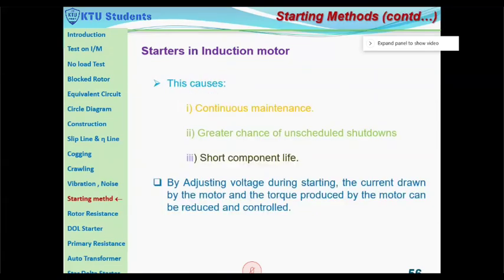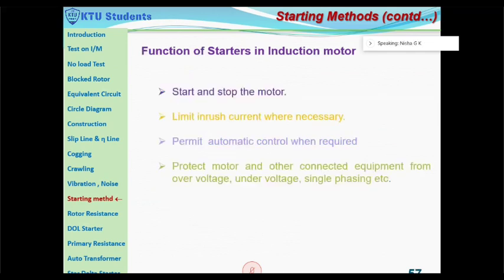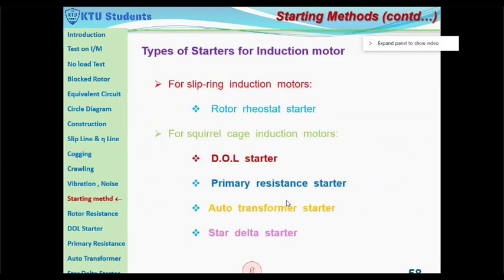This may cause continuous maintenance, a greater chance of unscheduled shutdowns, and short component life. Anyhow, we have to reduce the starting current. So the functions are the start and stop of the motor, limiting the inrush current, and automatic control is possible. Over voltage and under voltage protection is also possible.